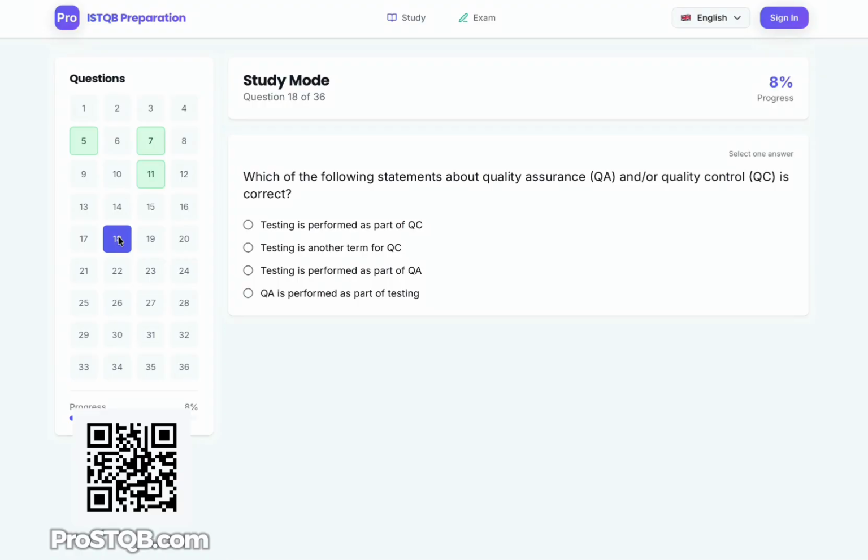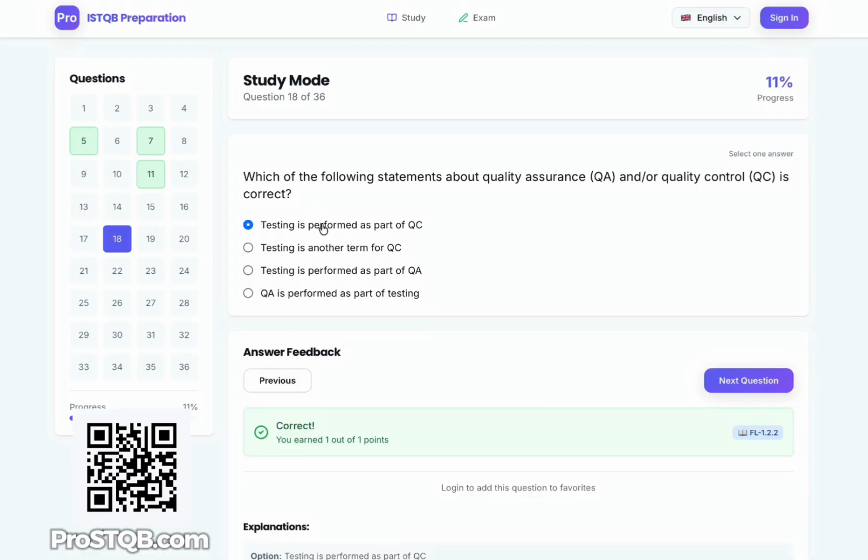Option C. Testing is performed as a part of QA. No, QA focuses on improving processes to prevent defects. Testing focuses on finding defects in products. Different goals. Option D. QA is performed as a part of testing. Definitely backwards. QA is much broader than testing. The correct answer is A. And remember this simple formula. QA is about processes, QC is about product. Testing is a major form of quality control.